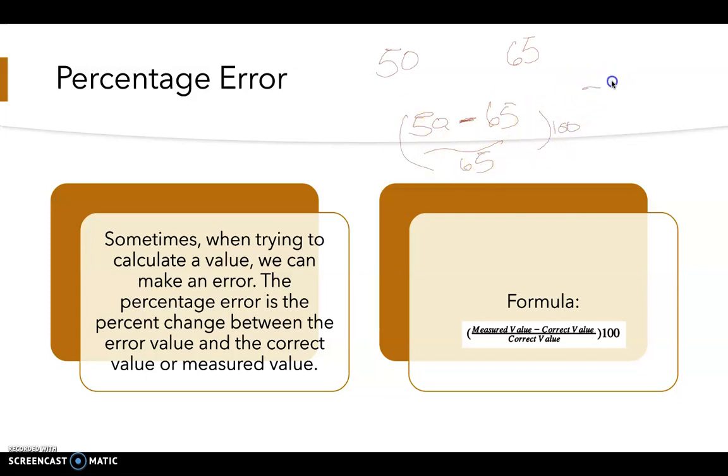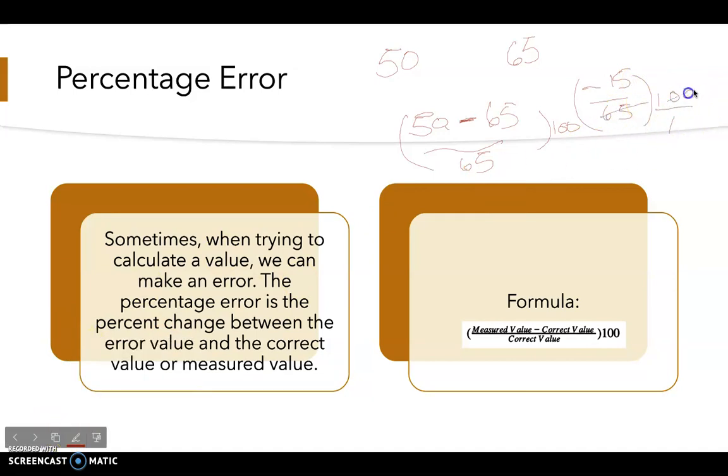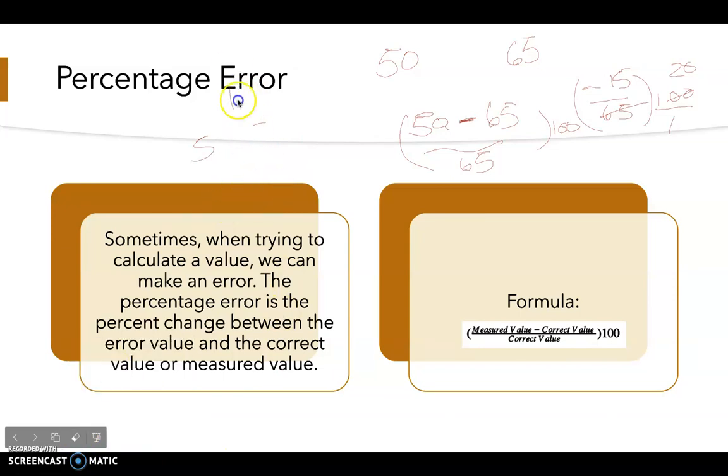So I'm going to get negative 15 over 65 multiplied by 100. So then I can take that out and I can get, oh no, I can't do that. Let me erase that line. I can do that with 65 though. So that means this will be 20. 65 divided by 5, what is that going to be? Let's quickly do the math. 65 divided by 5. That's going to be 13. Okay? That is going to be 13.